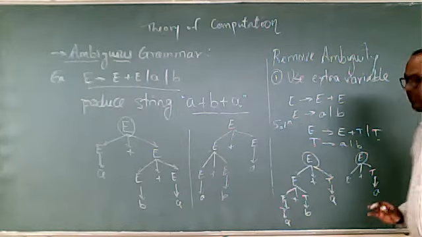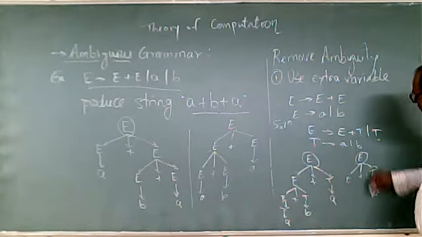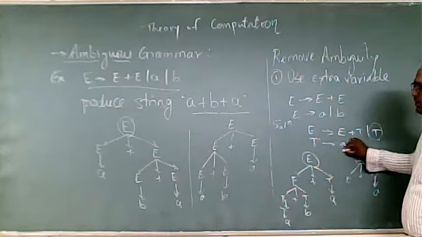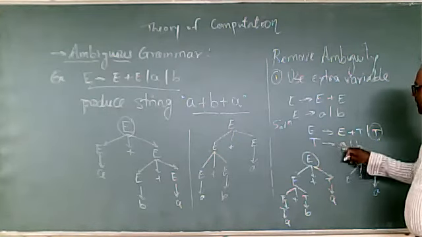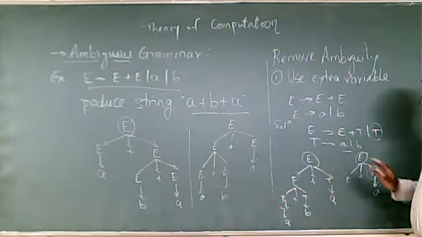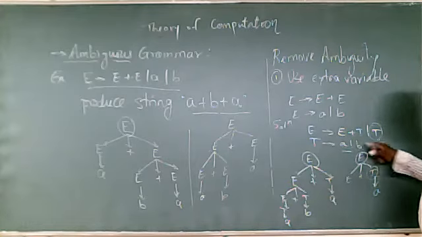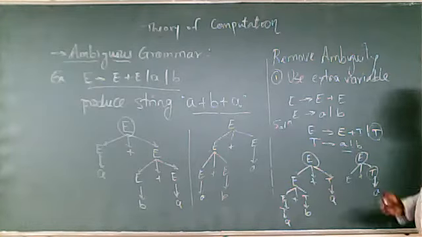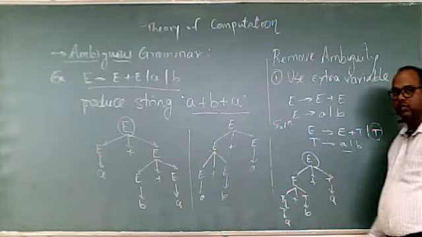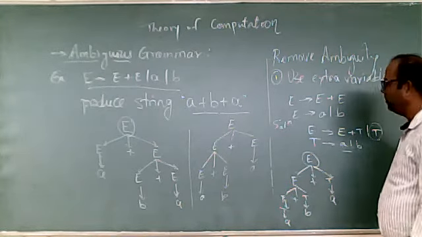So that's why we add this new variable, and this new variable I am just giving to the terminals. I am not again having T equal to T plus T or E plus T. No. It is directly A or B. So it will generate only the same string. So this is the example of ambiguity and how to remove the ambiguity.